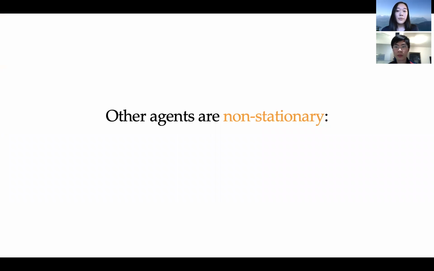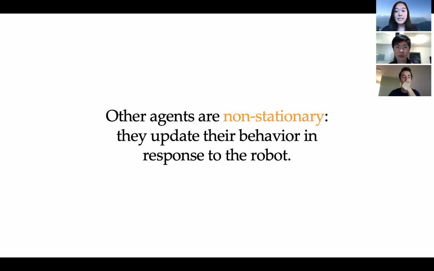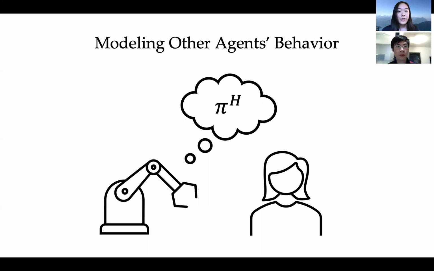Similarly, when robots interact with humans or other robots, these other agents are non-stationary. What I mean by this is that they update their behavior in response to the robot. Prior work for handling these multi-agent interactions would explicitly model the low-level policy or other low-level attributes of the other agent. But people can very naturally interact with each other with little to no effort.